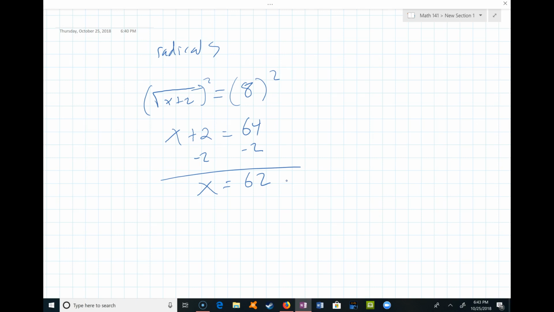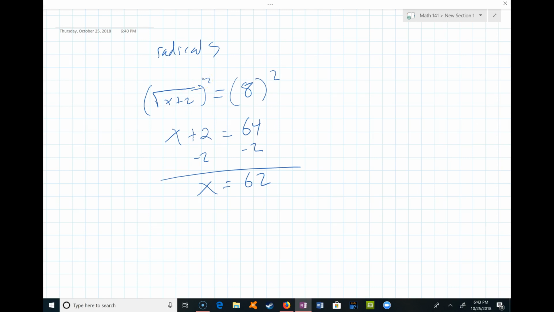Now the key here is when I square both sides, there's a potential that I could create a solution that doesn't work. So I always want to check it back there and make sure that it works. If I check x equals 62 in there, of course it does work. 62 plus 2 is 64. Square root of 64 is 8.